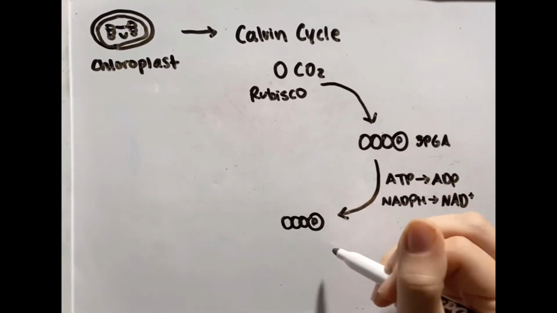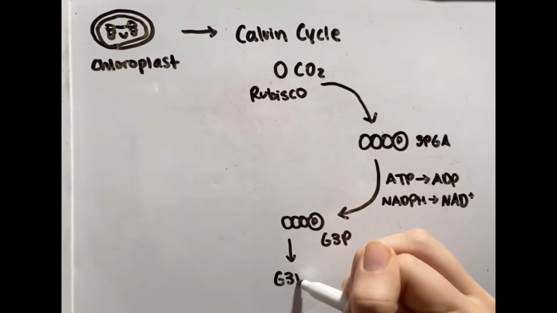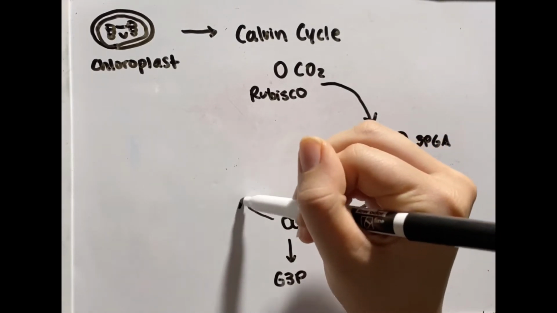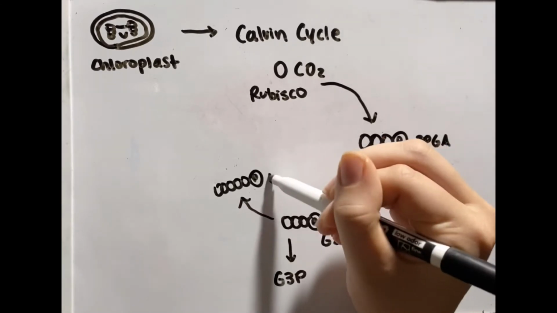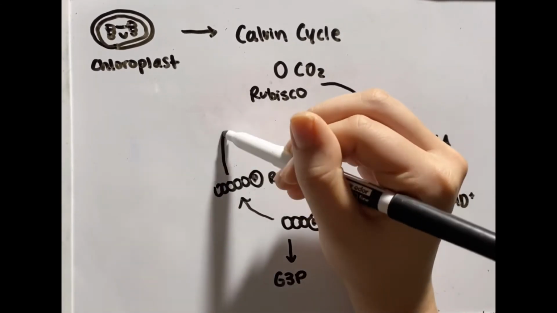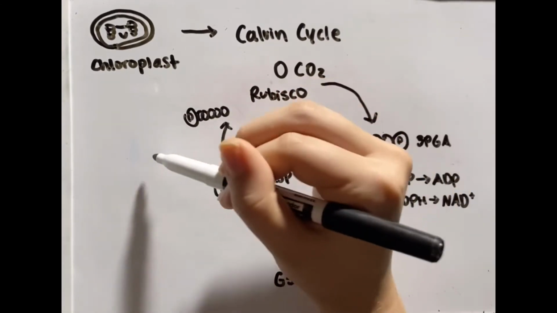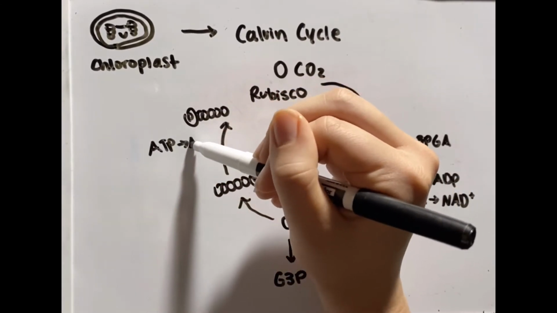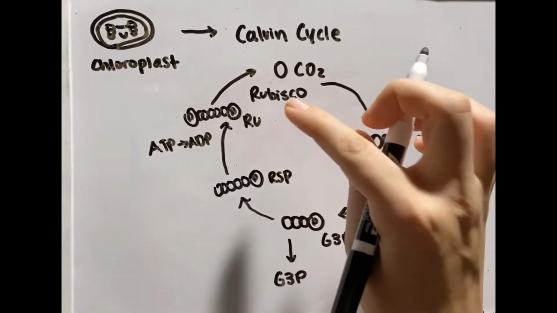Next, the 3-PG is reduced to form glyceraldehyde 3-phosphate, or G3P. This step requires both ATP and NADPH. Most of the G3P ends up as RuMP, which utilizes ATP to convert into RuBP, which is regenerated. The rest of G3P is used to make sugar.